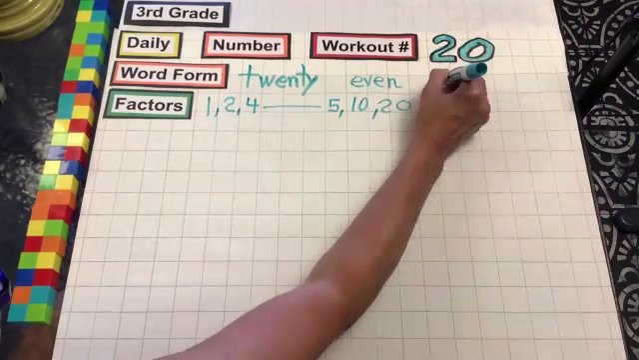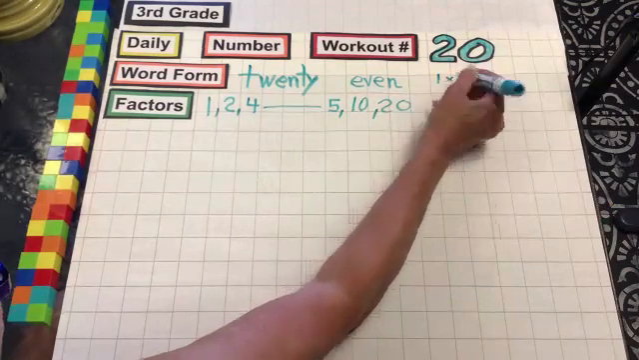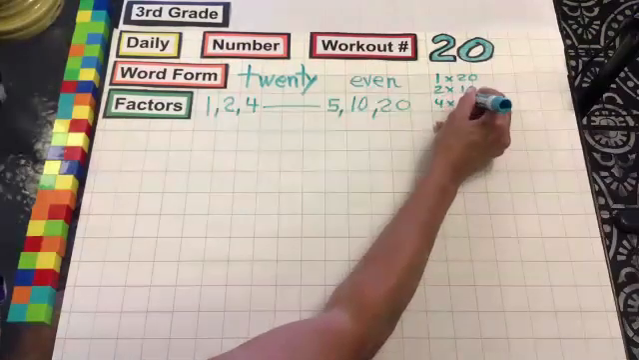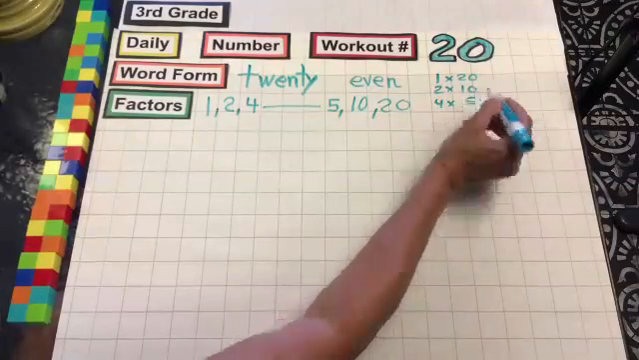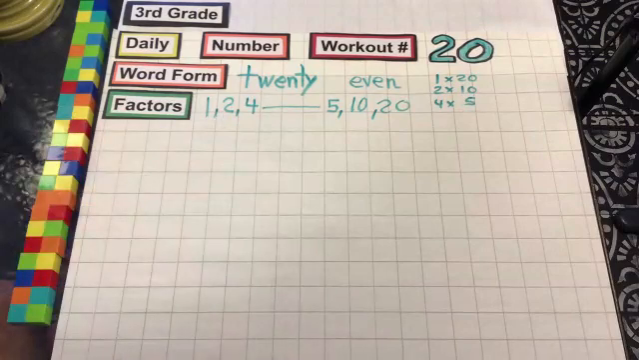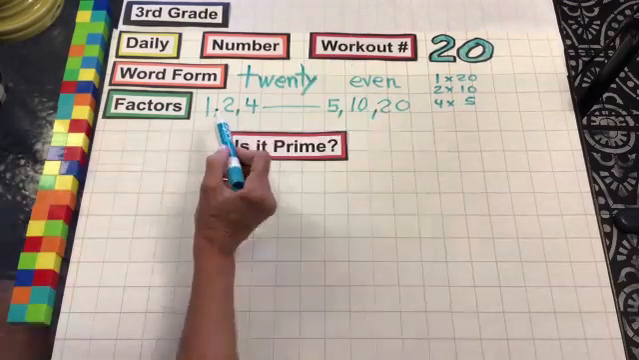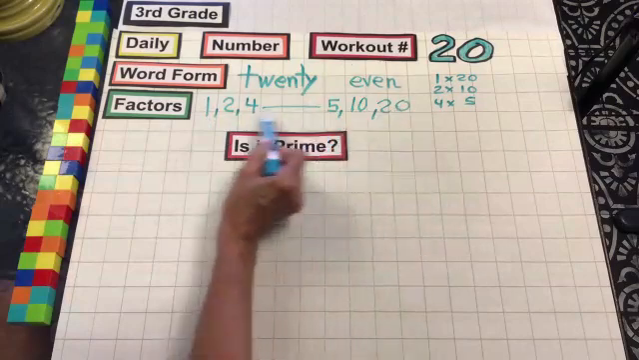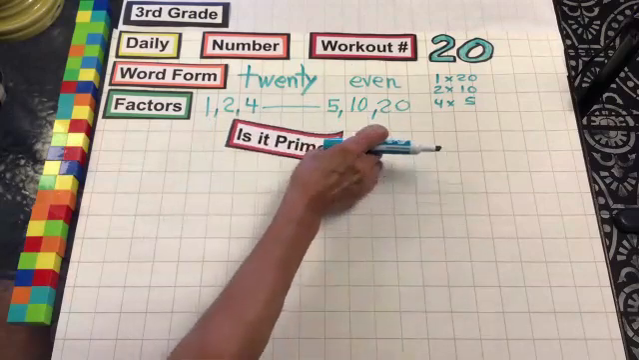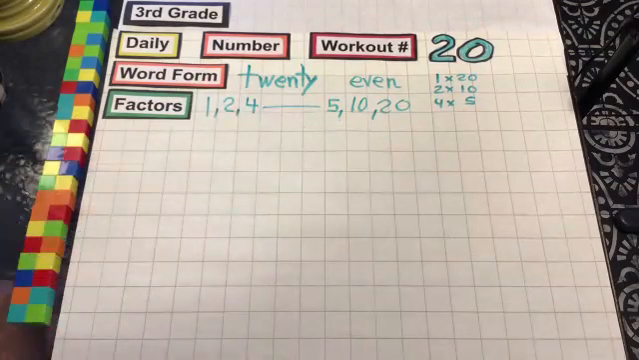So over here, we're going to write 1 times 20, 2 times 10, and 4 times 5 are our factor pairs. All right, because this number has more than 1 in itself as its factors, there's 6 total, then it is not prime, not prime.